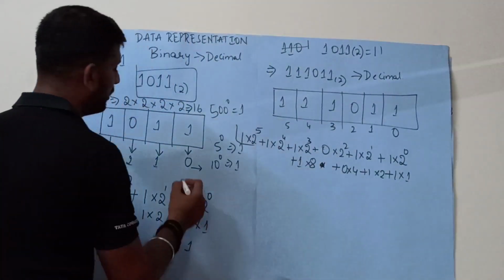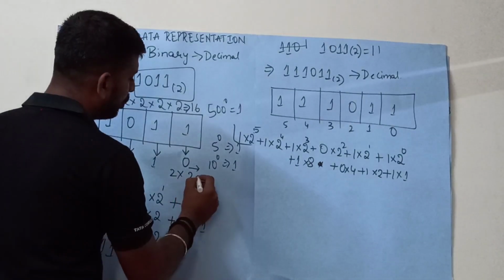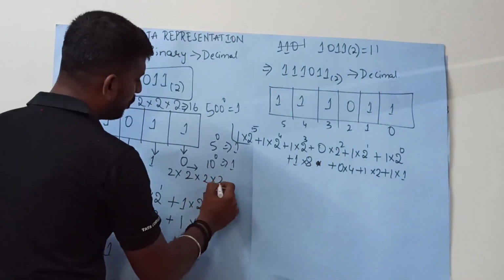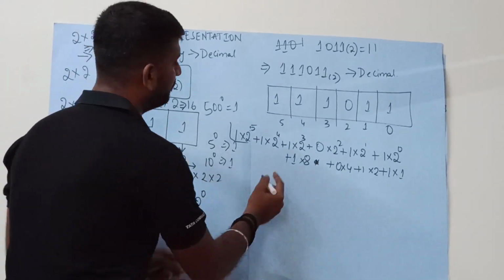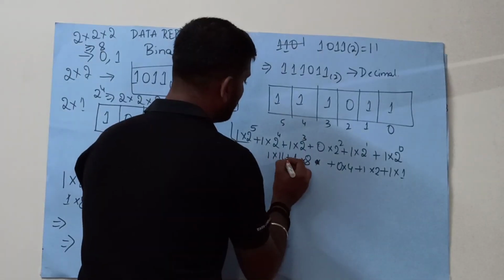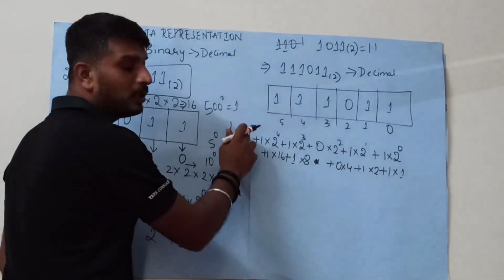2 to the power of 4 is nothing but 2 into 2 into 2 into 2. 2 2s are 4, 4 2s are 8, 8 2s are 16. So 1 into 16 plus 2 to the power of 5.